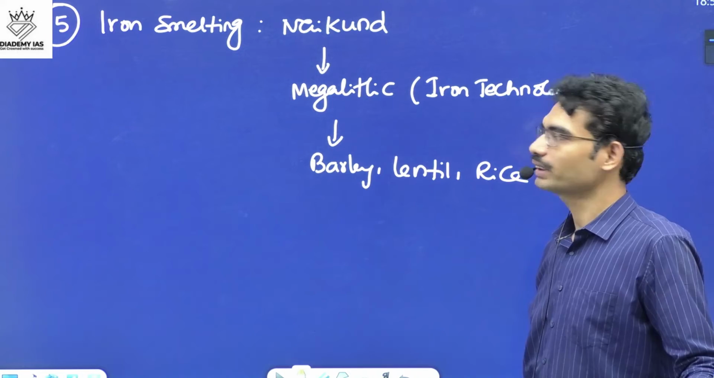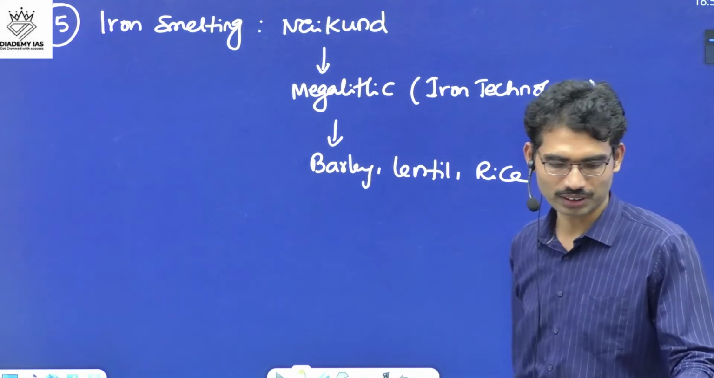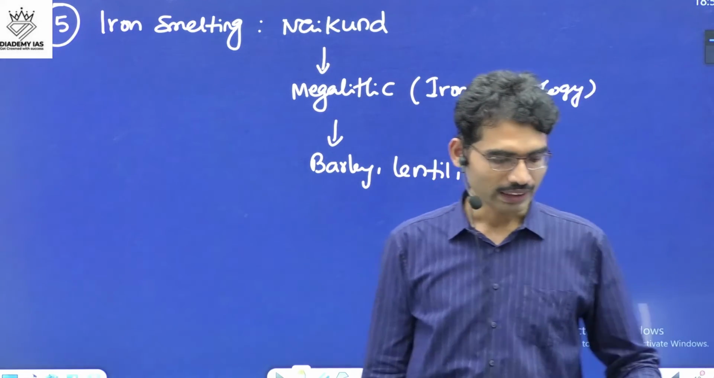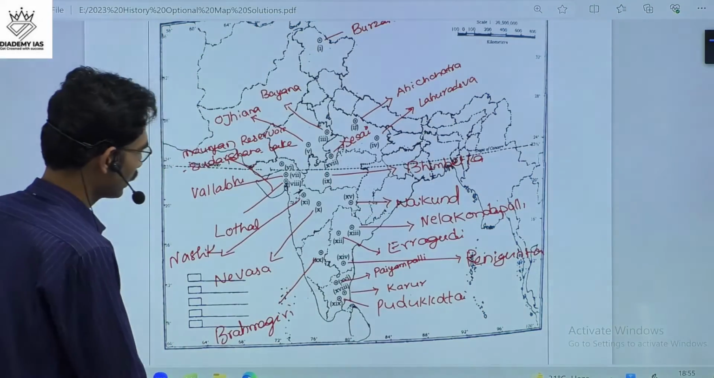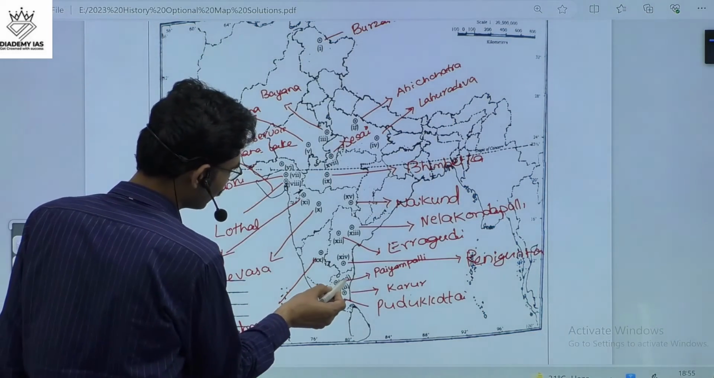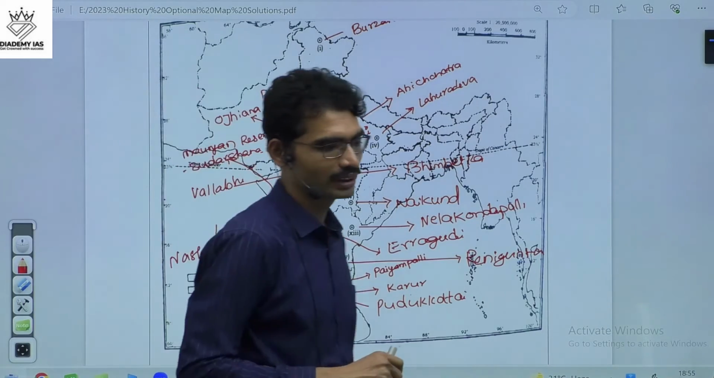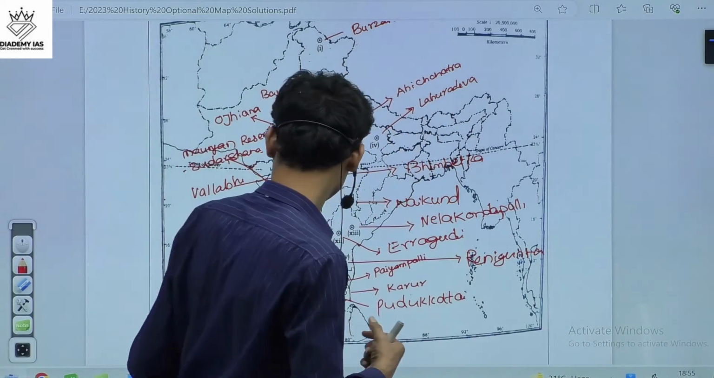So local smelting is observed in this location. Next, in Tamil Nadu. See here, in Tamil Nadu, 16, megalithic site. It is asking for a megalithic site.